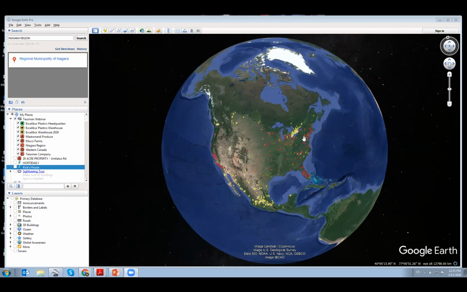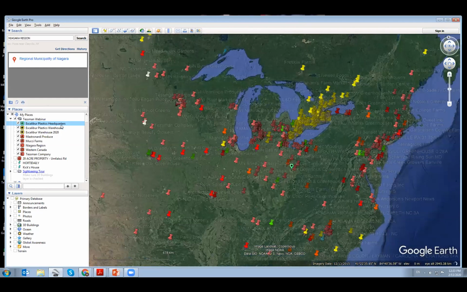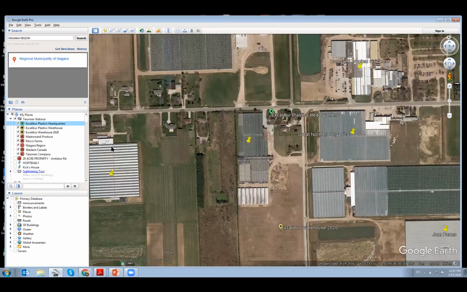I'm just going to fly through the planet here, to give you an idea of where we are with respect to where you may be, and also to show you what we're surrounded by. As you can see here, this is where our office is. The company was started by Richard Colasani, who was also a former greenhouse grower and owner. Our headquarters is located in Ruthven or Leamington, Ontario, where we service both Canada and the U.S.